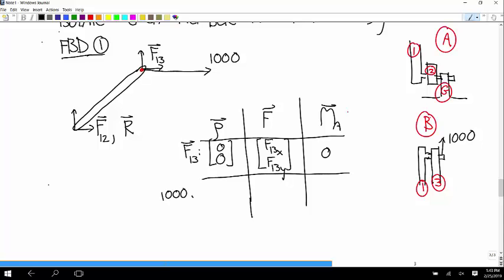Then the 1,000 Newton force, that also has a row vector of 0. The force vector is 1,000, 0. Cross product is 0.